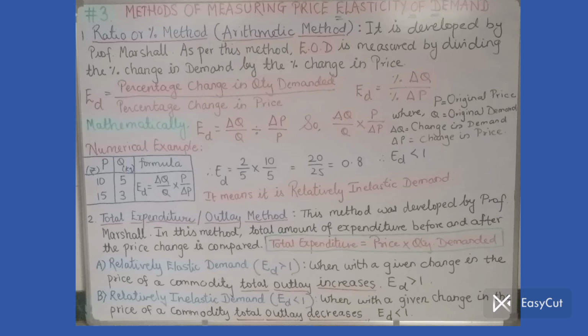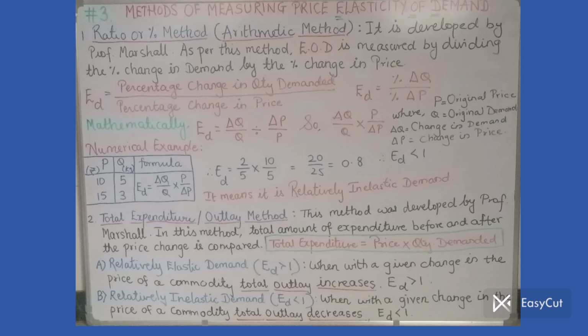Now the second subtype, relatively inelastic demand, in which case ED is less than 1. Here the same meaning applies, only instead of an increase, total outlay will decrease. So when with a given change in the price of a commodity, total outlay decreases, it is called relatively inelastic demand. In this case, ED is less than 1. In the earlier case, total outlay increases, so relatively elastic, ED greater than 1. In the second case, total outlay decreases, ED less than 1, so relatively inelastic demand.